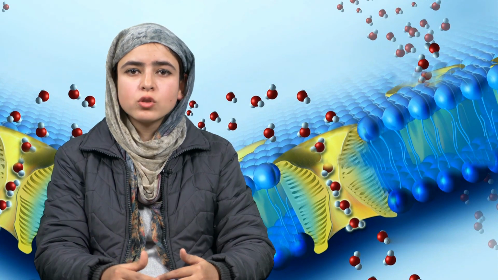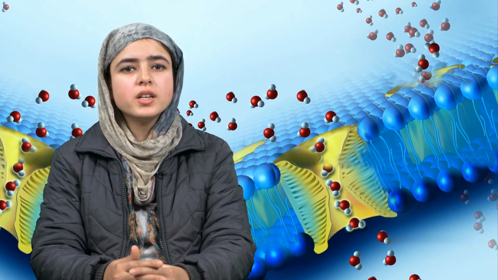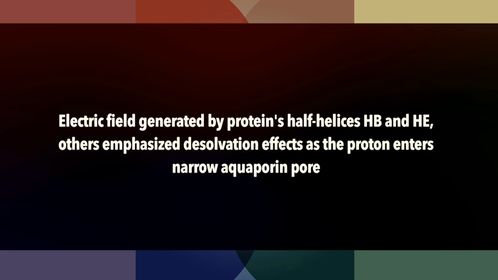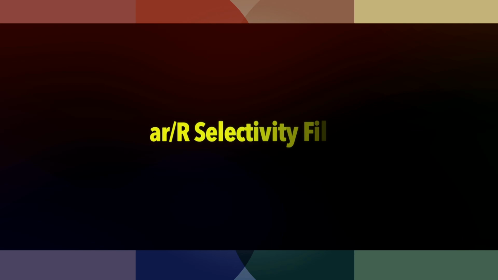At present, the origin of the electrostatic field is a matter of debate. While some studies mainly consider the electric field generated by the protein's half helices HB and HE, others emphasize dissolution effects as the proton enters the narrow aquaporin pore. Next important is the aromatic arginine, or RR, selectivity filter.